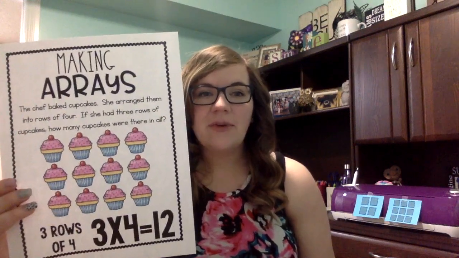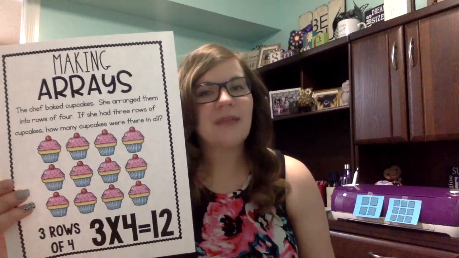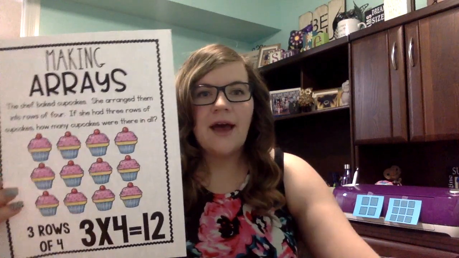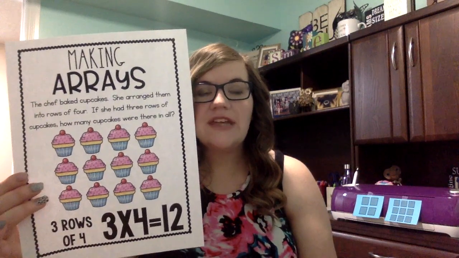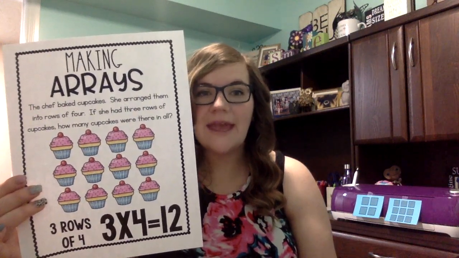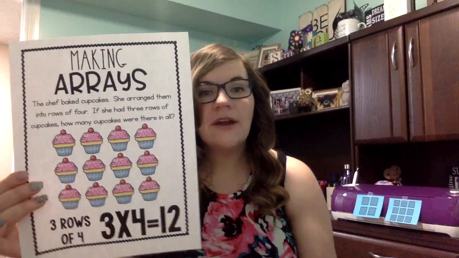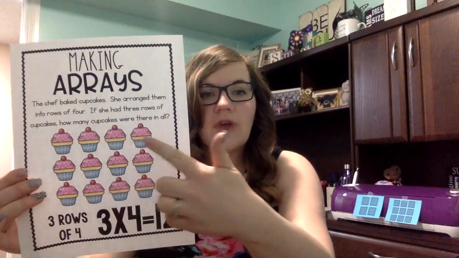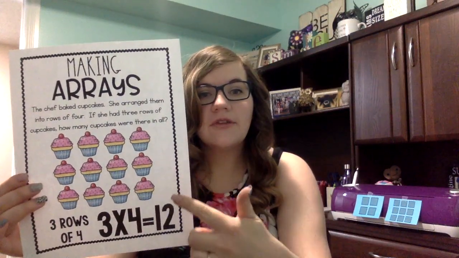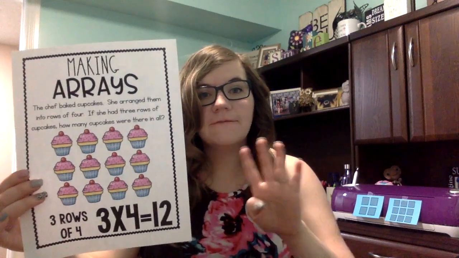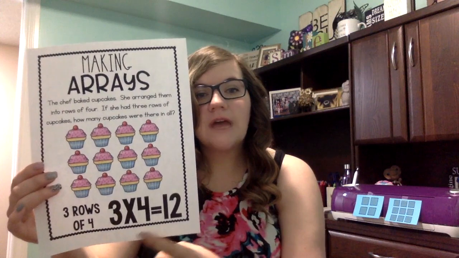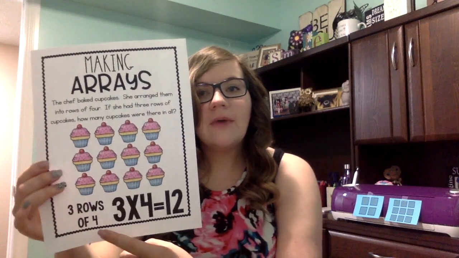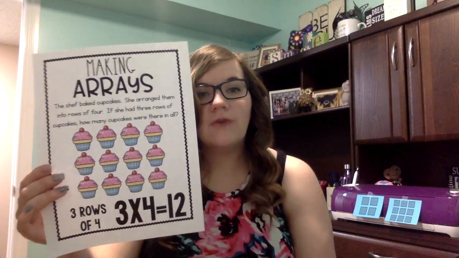So in this example, the chef baked cupcakes. I love cupcakes. She arranged them into rows of 4. So if she had 3 rows of cupcakes, how many cupcakes were there in all? So we can see that we've got 1 row, 2 rows, 3 rows, and each row has 4 cupcakes. So we can write that as 3 groups of 4, or like they wrote, 3 rows of 4.